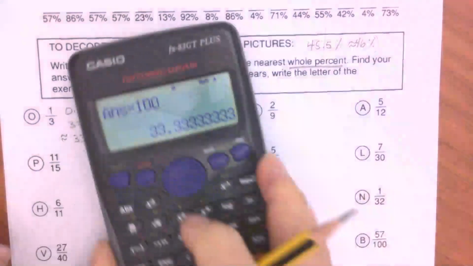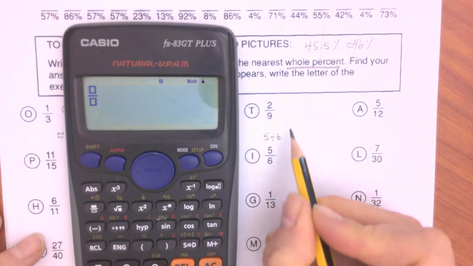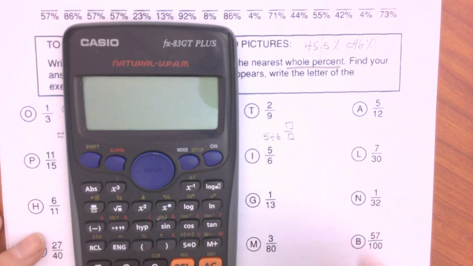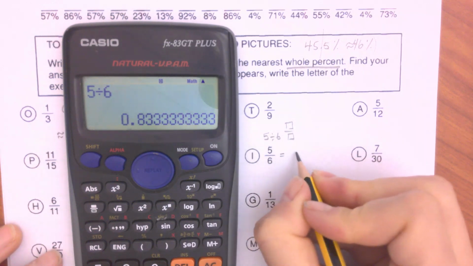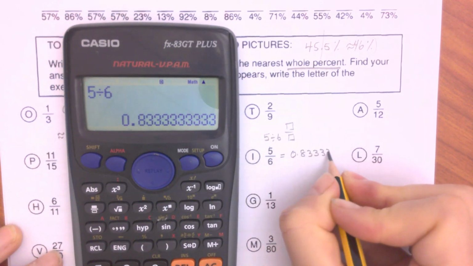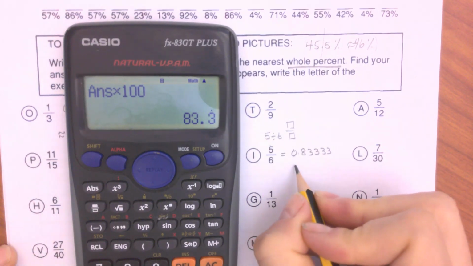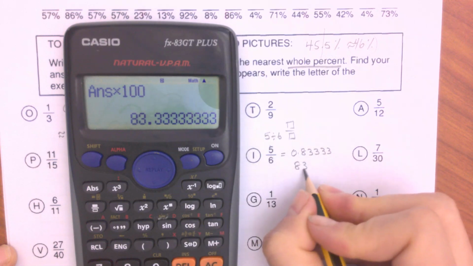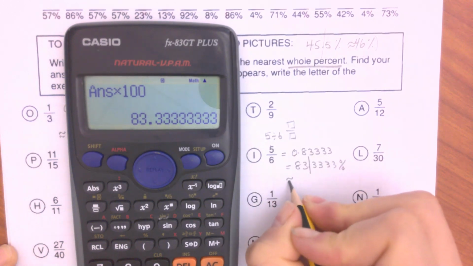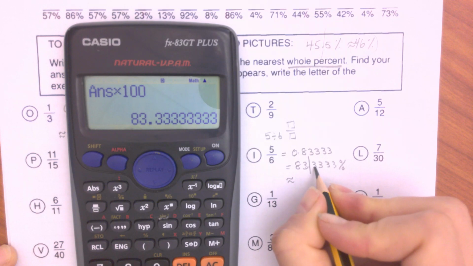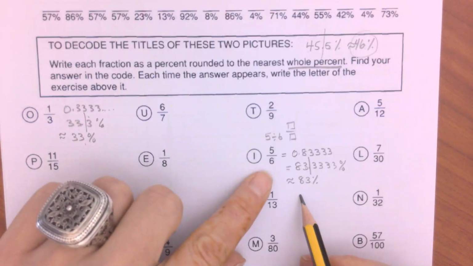If you don't want to use this button on your calculator, you can just use divide. 5 divided by 6. That's the same as using this button. So 5 divided by 6 is 0.83333, lots of 3's. We multiply by 100 to get a percent. So that's 83.333 and so on, percent. So we have to round it and say, is that 83 or 84? Well, that 3 is small, so it stays at 83%. So 5/6 is 83%.